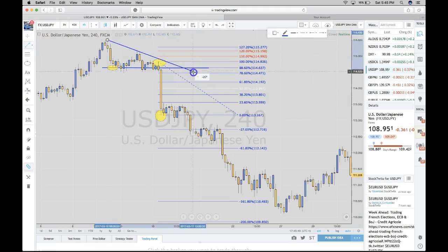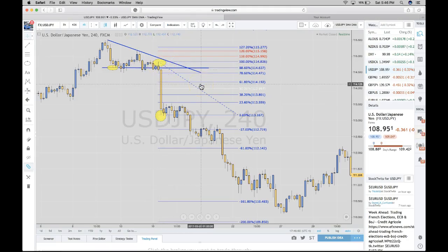Keep in mind, you could also use a trend line area somewhere over here. That could have been used as a trend line area. And I'm marking my previous high because this right here is a lower high.